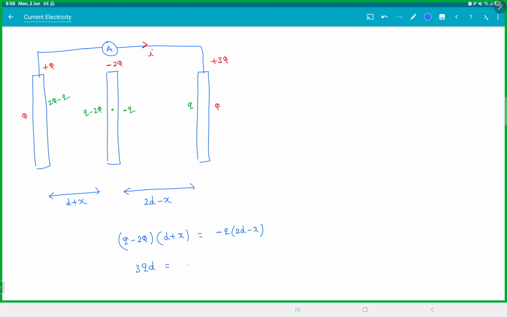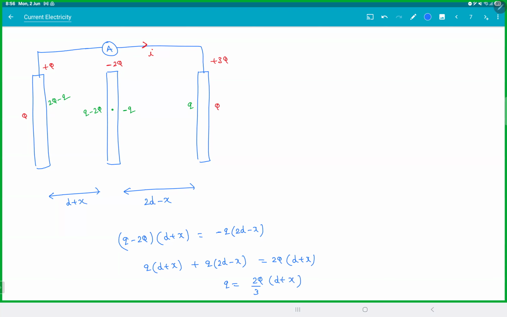So this will be q into (D plus X) plus q into (2D minus X). This will be 2Q into (D plus X). The X and X goes off. We will get q is equal to 2Q by 3D times (D plus X). Yeah, this is coming good.